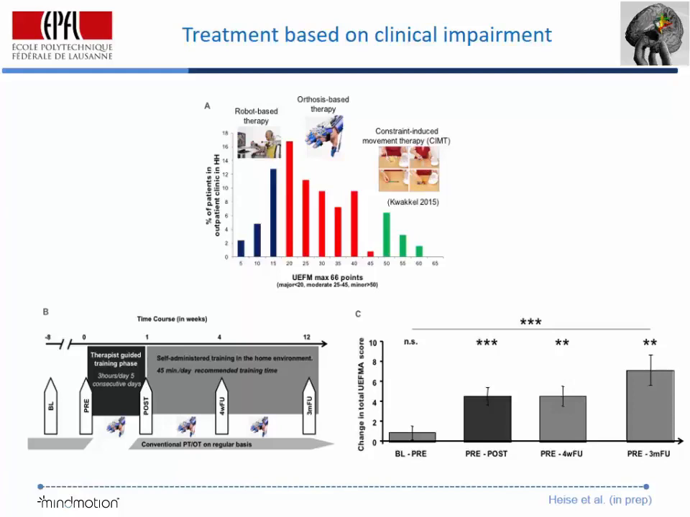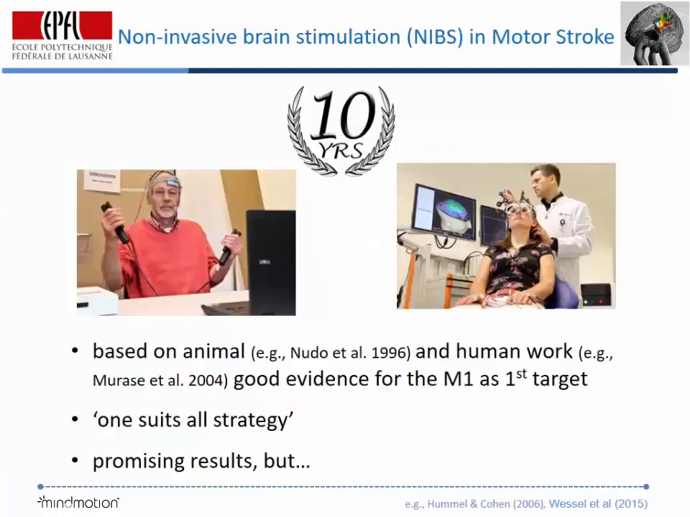Okay, so in the last part of the talk, I would like to discuss some ideas about non-invasive brain stimulation. It entered the scene of motor neurorehabilitation around 10 years ago. But we are at the edge where it looks like we have to think anew about it, because in how we used it so far, basically we give all patients the same type of treatment.